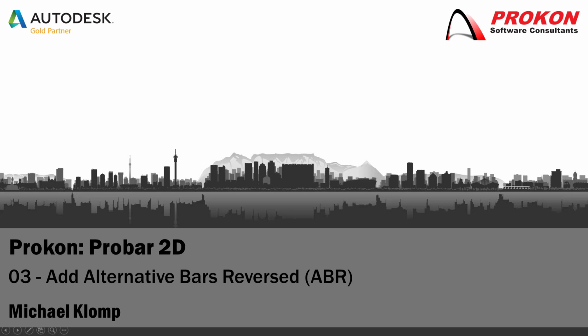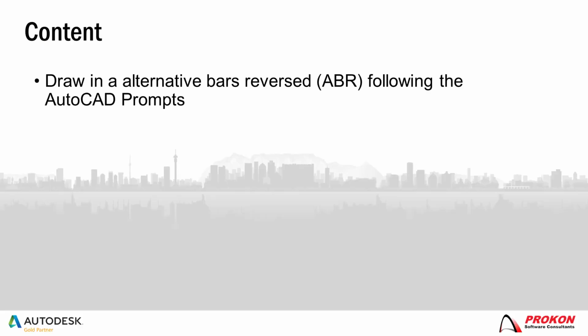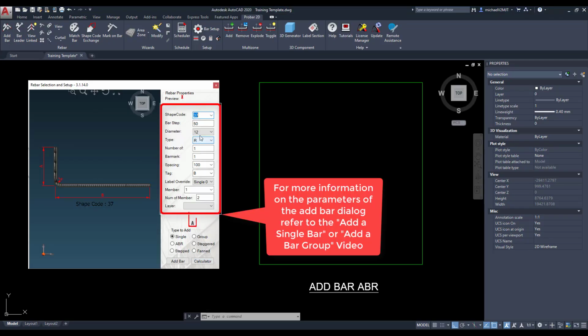Today I'm going to illustrate to you how to add an alternative bar reversed using Probar 2D. This video will illustrate how to draw an alternative bars reversed by following the AutoCAD prompts. For more information on the parameters of the Add Bar dialog, you can refer to the Probar 2D videos on how to add single and group bars.